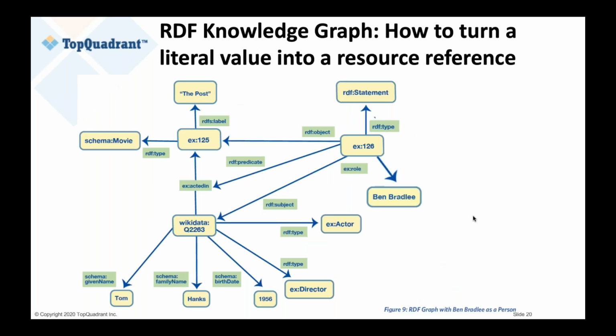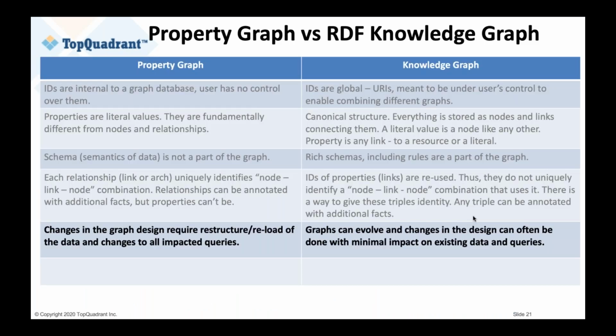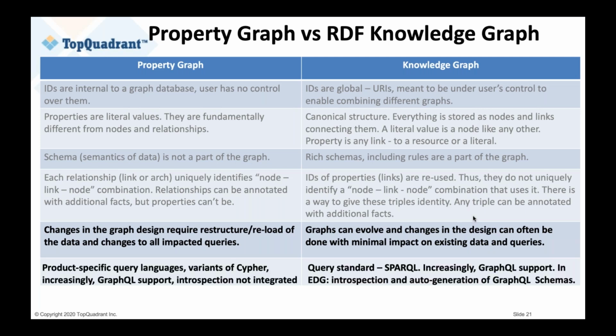With RDF, we've had a string here. We could just simply replace it by the identifier, and get information if we want to from another knowledge graph. Wikidata has something about Ben Bradley as well. So the difference in how you evolve is that the evolution of the RDF knowledge graph is less intrusive. The changes in the design can often be done with small impact on existing data and queries.